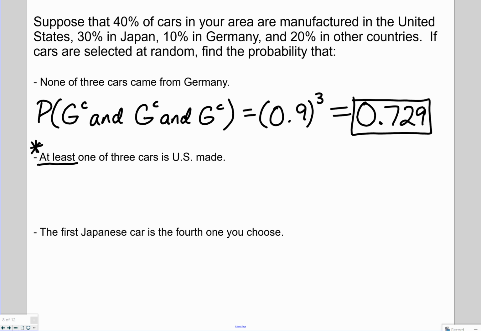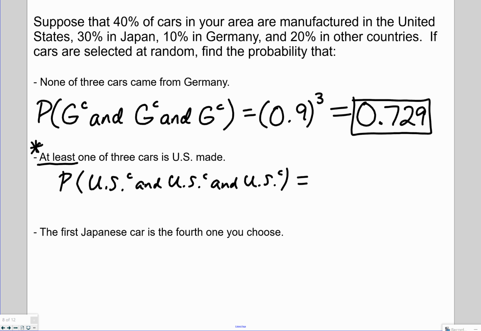What would not satisfy that? 0 out of 3. None out of 3. We're not looking at 4. So I want to focus on that. What's the probability that none of the first 3 are US made? So I'm going to write US with a C, and US with a C, and US with a C. Now again, is the problem asking me to find that? No. But I want to find what's the probability that all 3 are not US made.